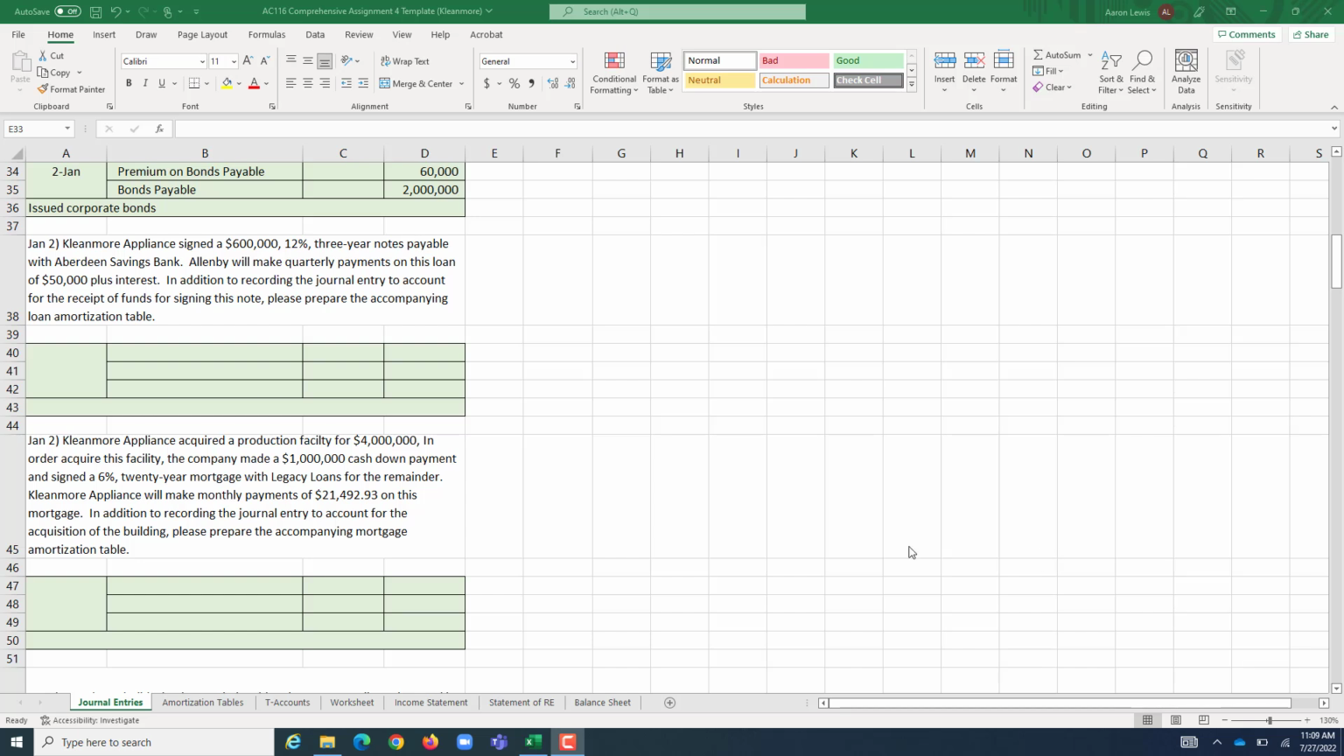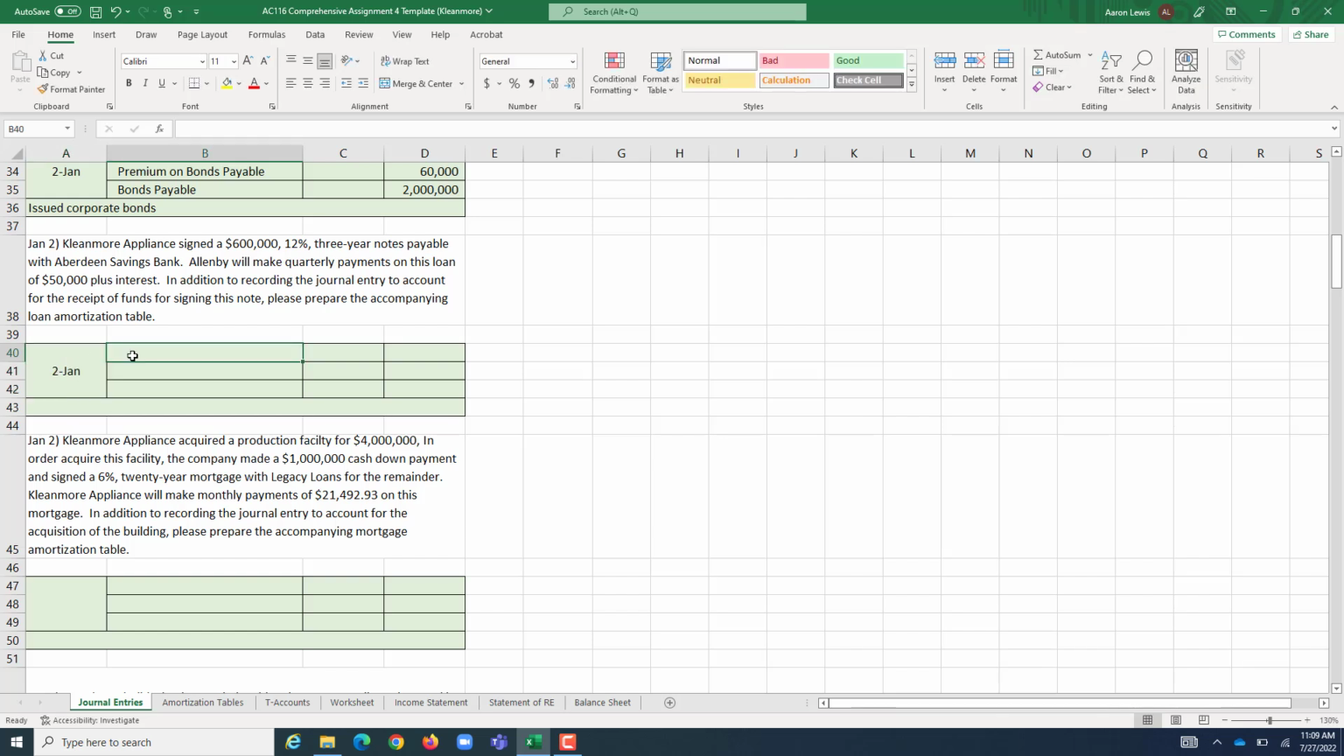We need to record the journal entry to put this notes payable on our books, and then, just like we do with the mortgage, we have to go to the amortization tables tab and make our amortization table for this note. But let's start with the journal entry. This is happening on January 2nd.